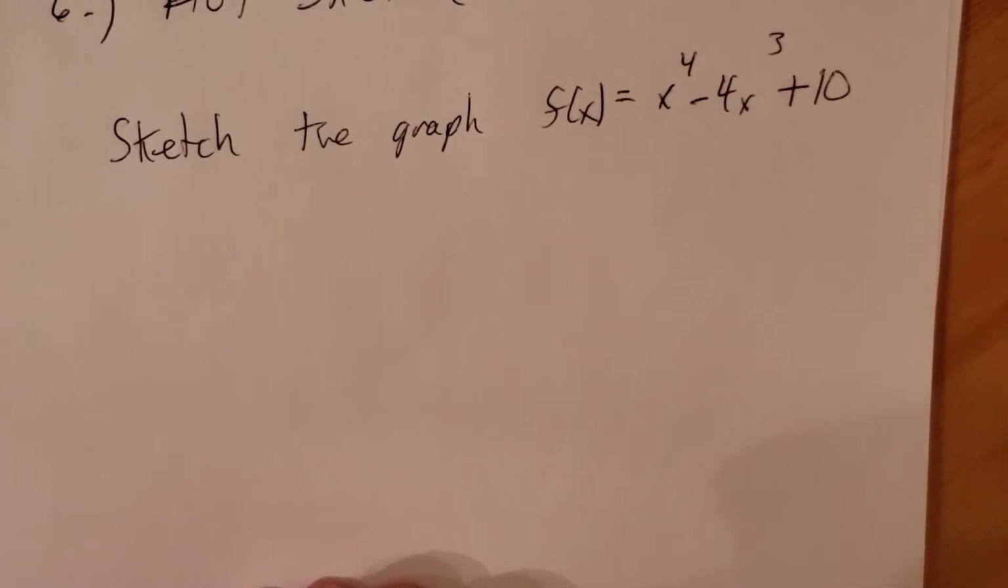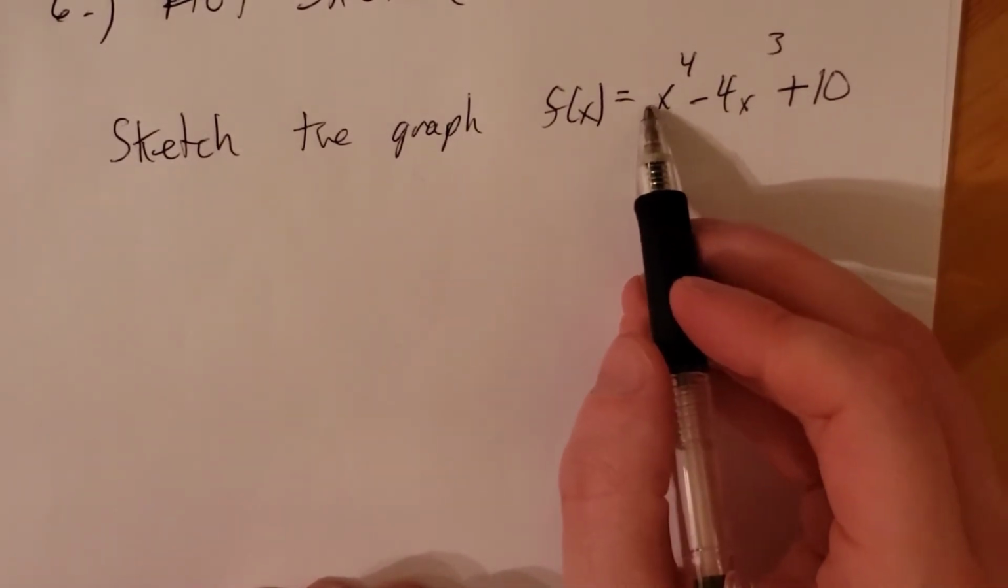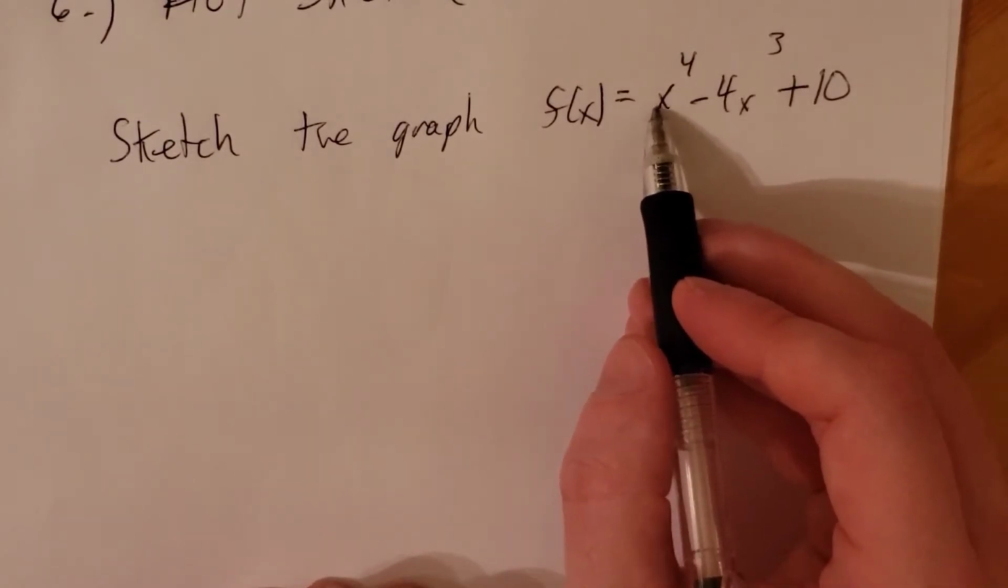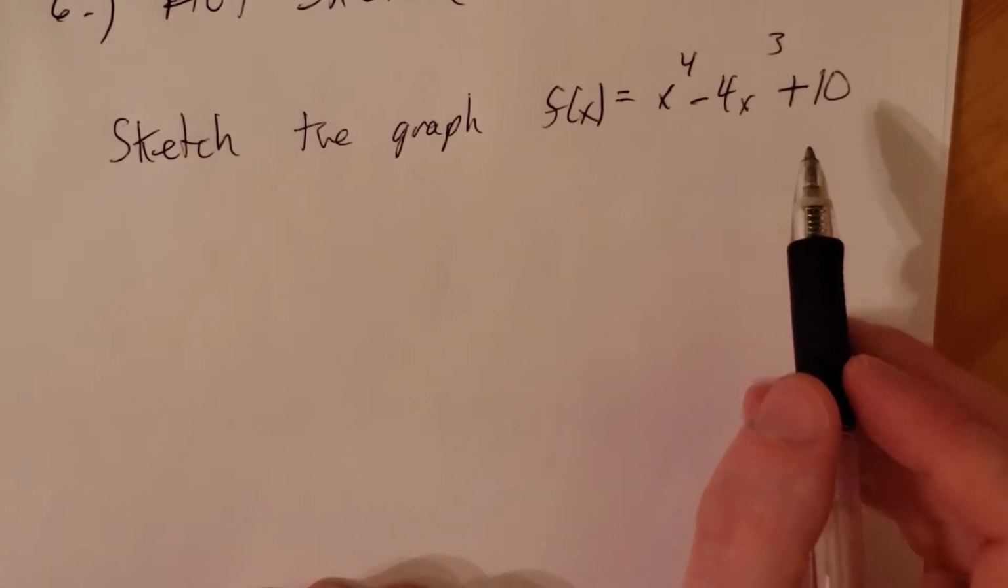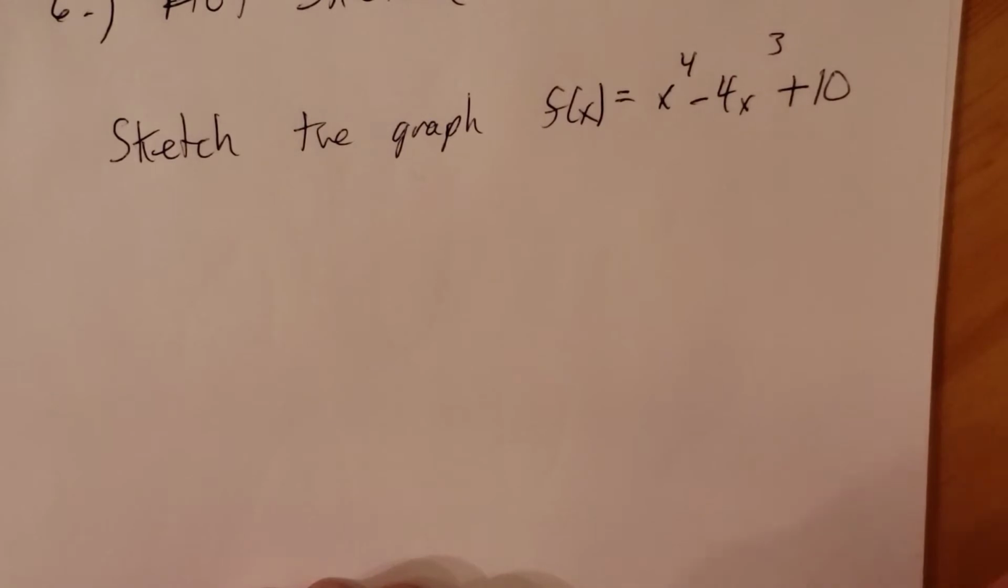Okay, the first thing we want to do is identify the domain and any symmetries. This is a quartic polynomial, and the leading coefficient is positive, which really just tells us what our end behavior is. That more tells us about identifying any asymptotes. We know that there's no asymptotes here, so that was more of part 2.